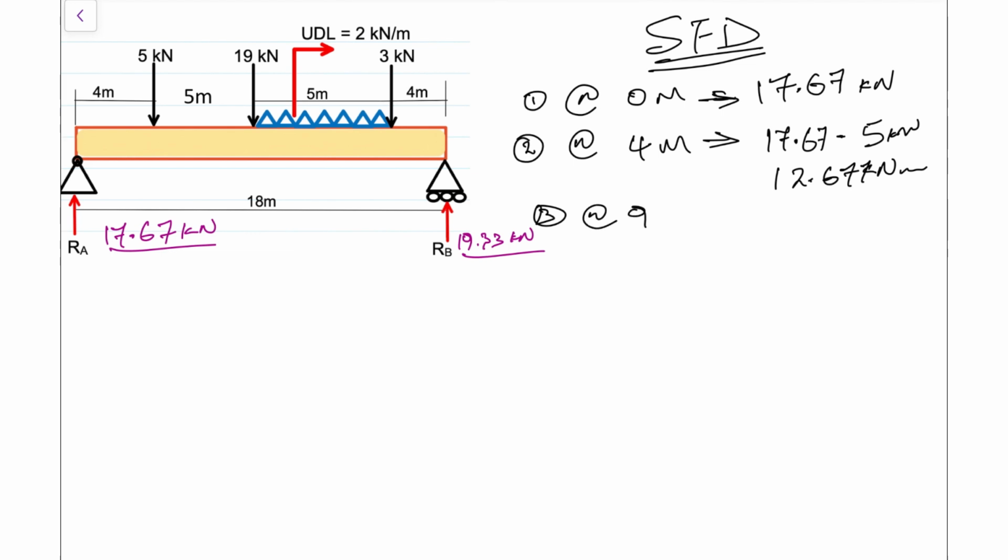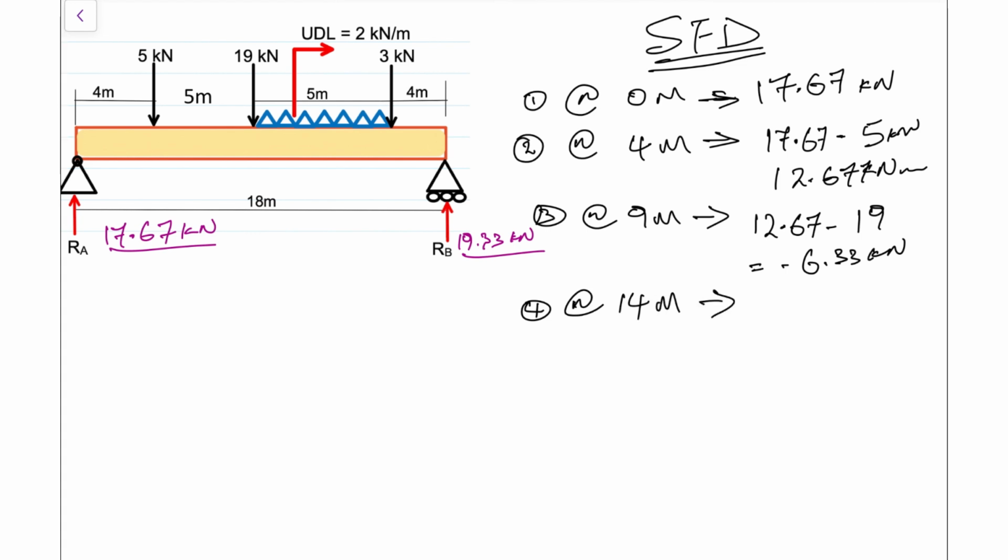So the next point is going to be at 9 meters. Because at 9 meters we would already be at 12.67, we would just be going down again by another 19 kilonewtons, and that would take us into the negatives. So we would be at negative 6.33 kilonewtons. For the UDL, we're talking about just before the end of the UDL, right there at 14 meters.